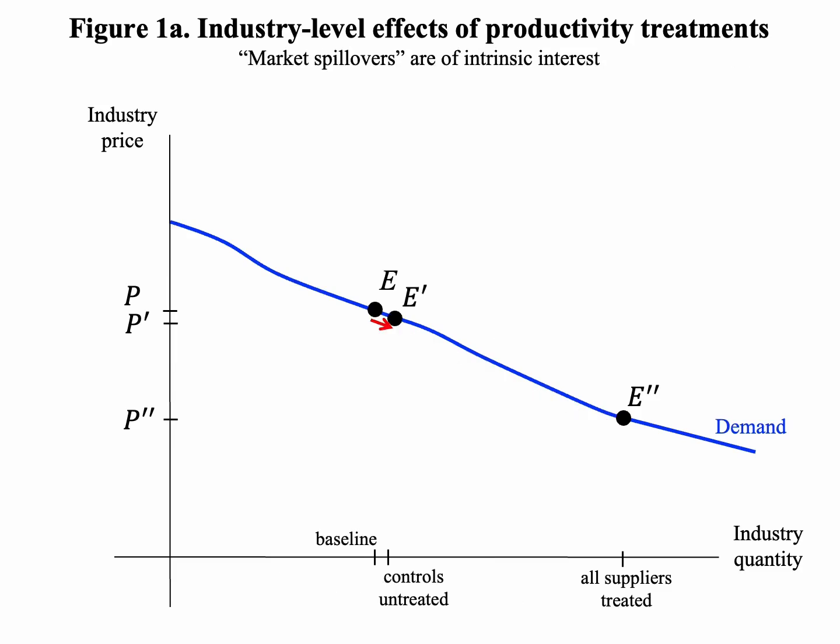When we reduce the extent of the targeted treatment, it moves E' toward the baseline and away from E double prime. Even more extrapolation from the targeted treatment is needed to learn about the market-wide treatment.